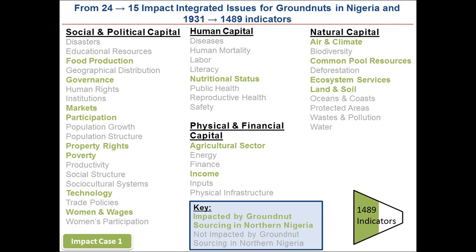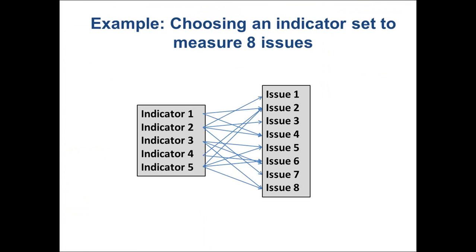So one intuitive strategy would be to simply look through the list of nearly 1,500 indicators and begin choosing them one by one to represent each issue. So that would work, but not only would this be a time-consuming process, but since many of the indicators can provide information on multiple issues, it's also likely that such a technique would result in an indicator set that's larger than necessary. So, for instance, consider a simple case where we have 8 issues and 5 indicators to measure them. There are many overlapping links, and hence not all indicators here are necessary to represent these 8 issues.